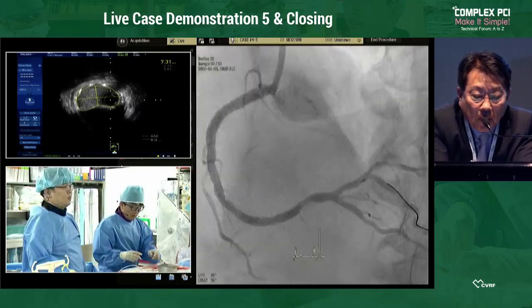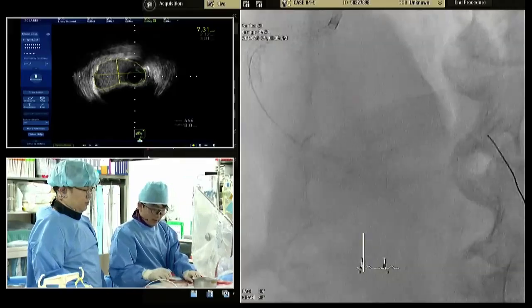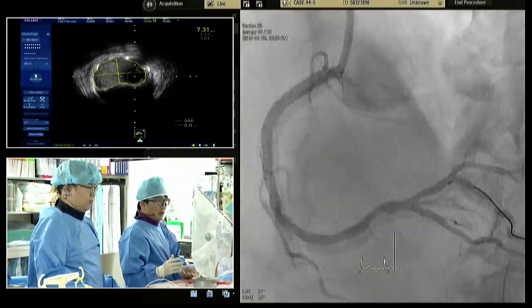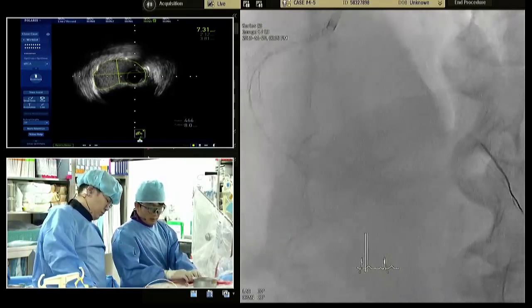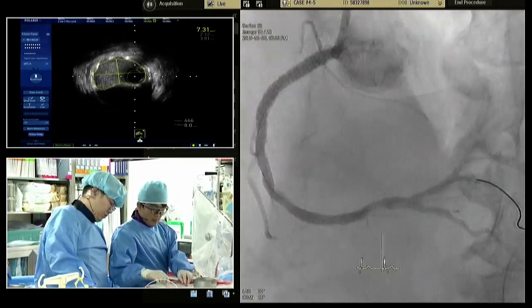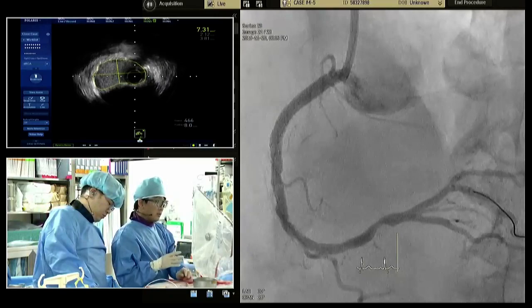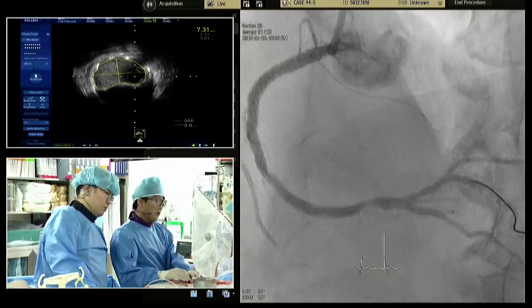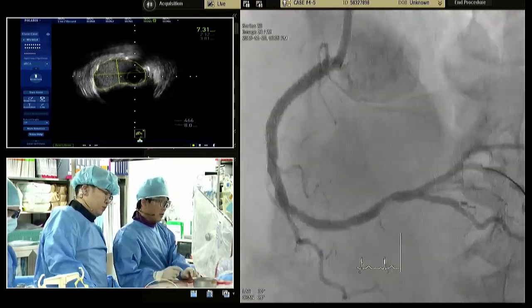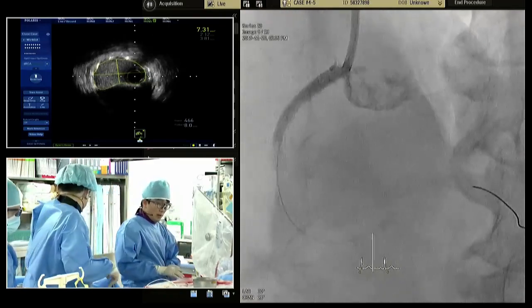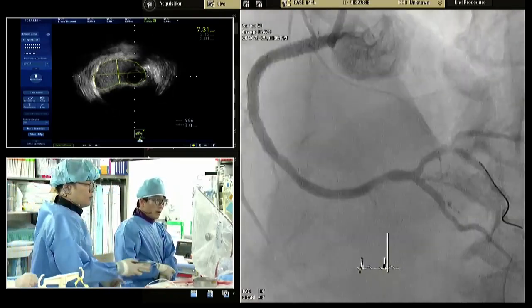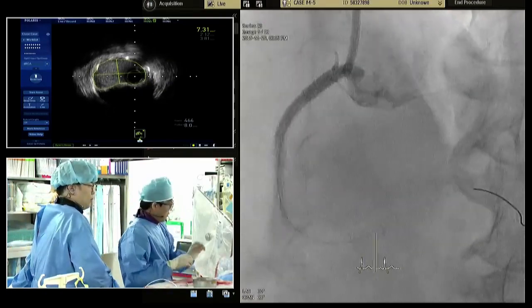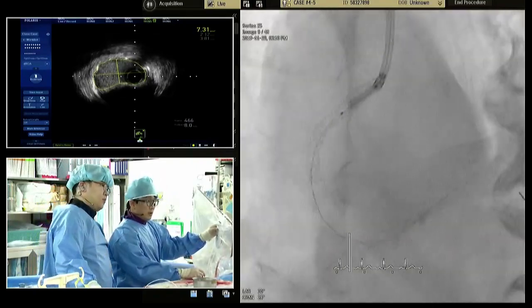One thing is that I would not like to treat the circumflex because it's very diffuse disease. I thought it was not appropriate for stenting because it's too diffuse, and we did not find any stenting landing zone. So the RCA is the main supplier, and that would be one rationale to treat the distal too. Great, so I think it is final.